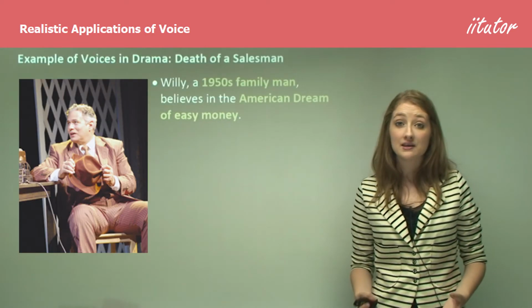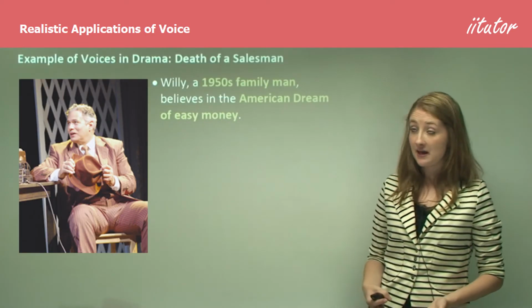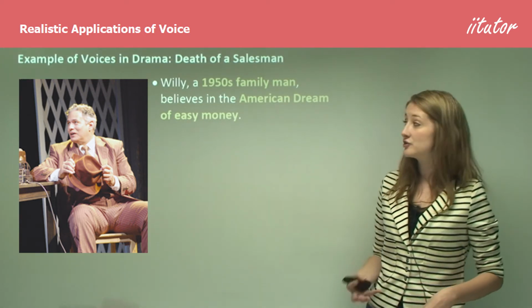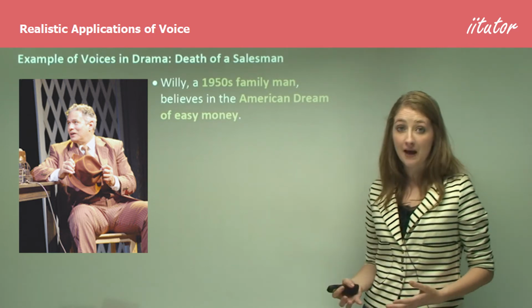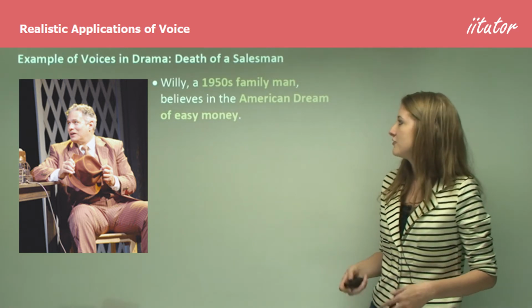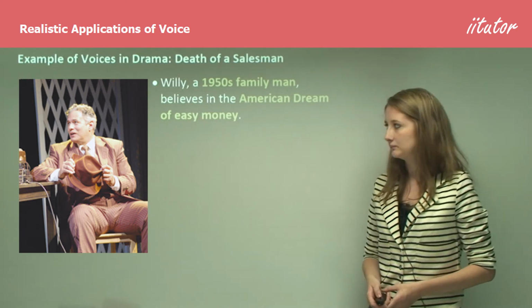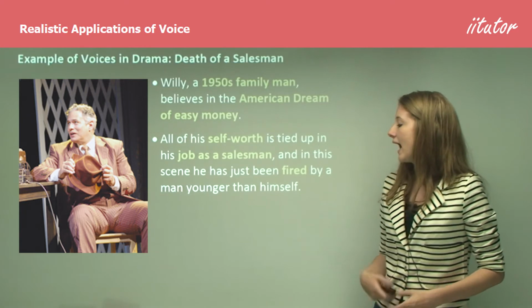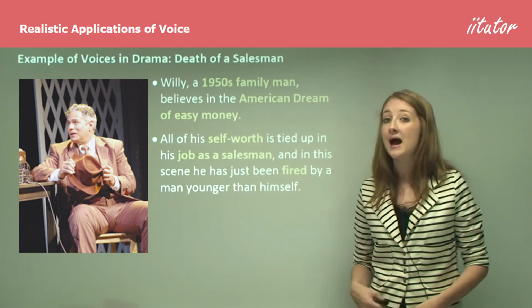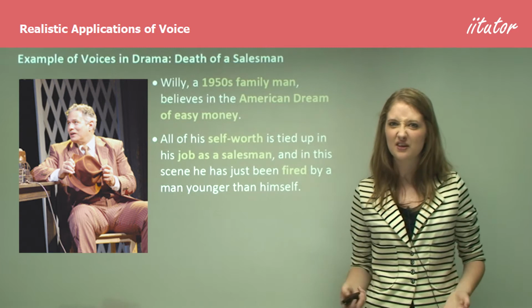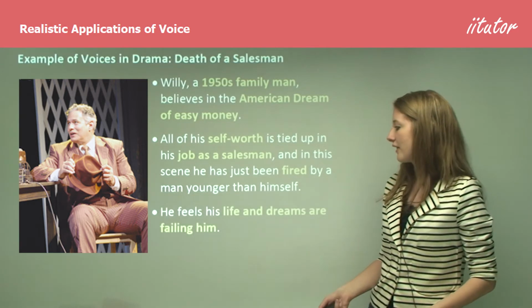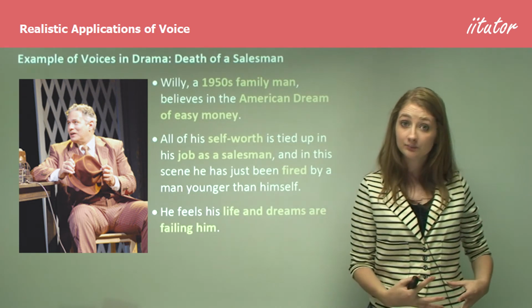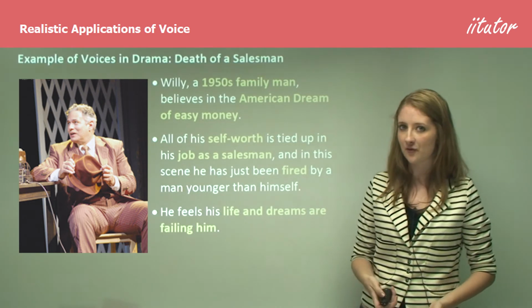So let's look at the example of the play Death of a Salesman, which was written by Arthur Miller. Now, this play pictures Willy, who was a 1950s family man who believed in the ideas of the American dream and easy money. All of his self-worth is tied up in his job as a salesman, and in this scene he's just been fired by a man younger than himself, and his voice starts to come through. He feels his life and his dreams are failing him. So obviously this internal frustration is going to be expressed through his exterior voice.